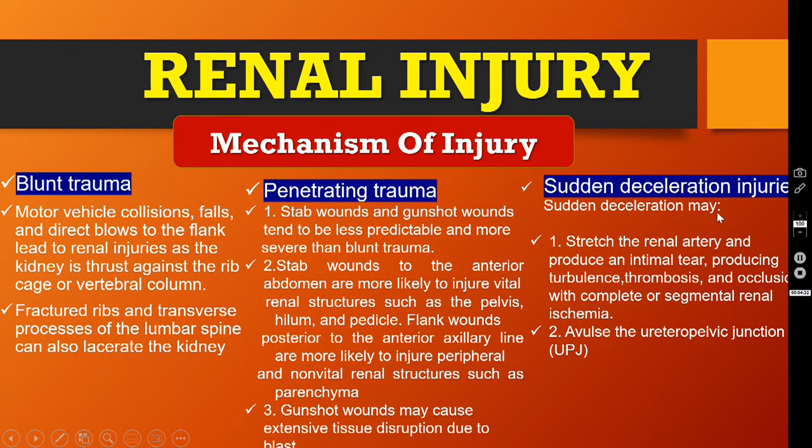Sudden deceleration may stretch the renal artery and produce an intimal tear, producing turbulence, thrombosis, and even occlusion with complete or segmental renal ischemia. Sometimes it can even avulse the pelviureteric junction, PUJ or UPJ. Deceleration means the sudden stoppage of the vehicle while the body is still moving, and that will cause this ureteropelvic junction disruption.